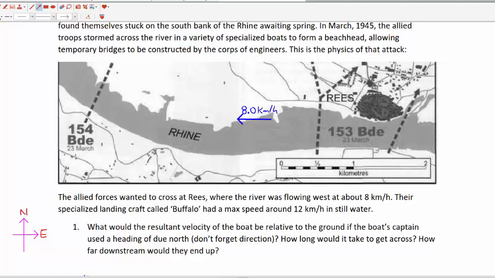So if the river is going 8 kilometers an hour towards the west, we have 2 options. One is we point our boat straight across, and as a result, we head downstream. The other option is we could point our boat slightly upstream, fight the current, and as a result, go directly across. So we're going to look at both of those scenarios right here. The first one, pointing directly north and allowing ourselves to go downstream a little bit.